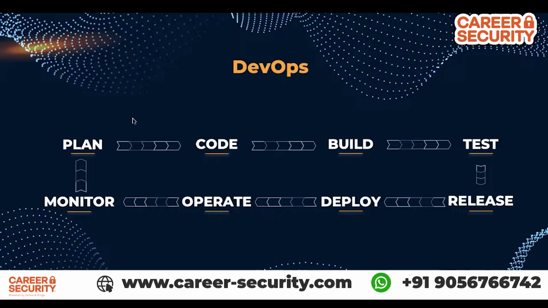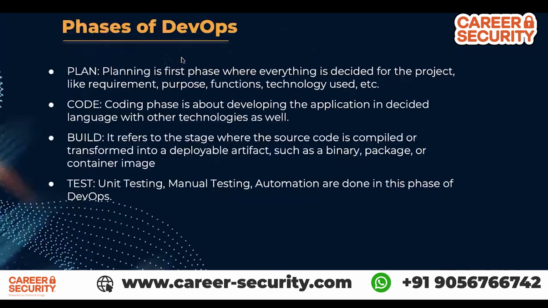So DevOps has multiple phases. They are planning, code, build, test, release, deploy, operate, and monitor. Here you can see the arrow is going from left to right, and then from right to left. Again, from monitor, it's going back to the planning phase. This means this is a continuous loop. So we are going to understand each phase of DevOps.